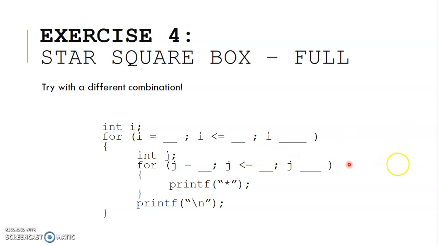So try different combinations of these values for I and try different combinations of the values for j and see whether you are getting the same kind of result or not. So I expect you to try as many combinations as you want, to get a better understanding of how this works. So let's move on.